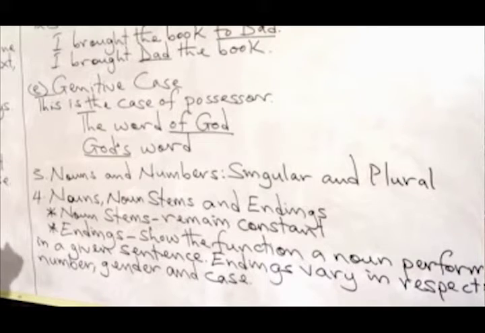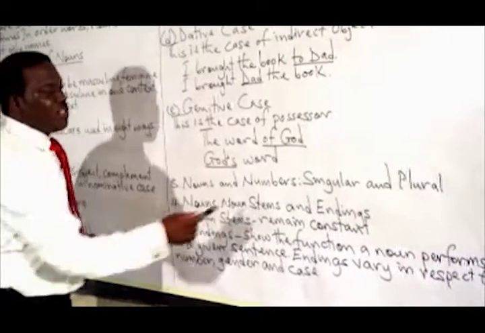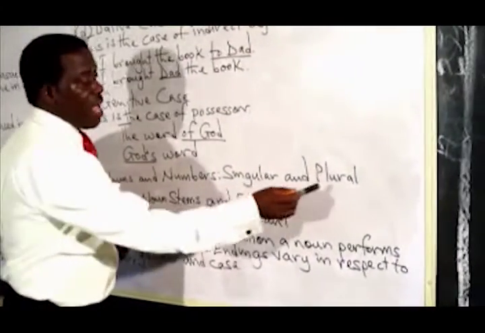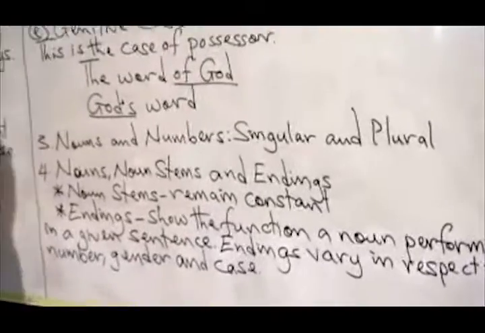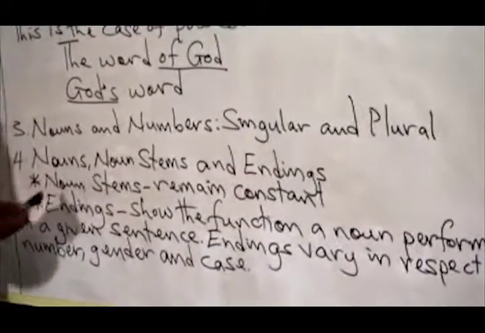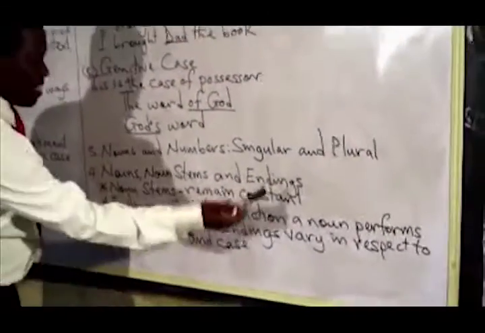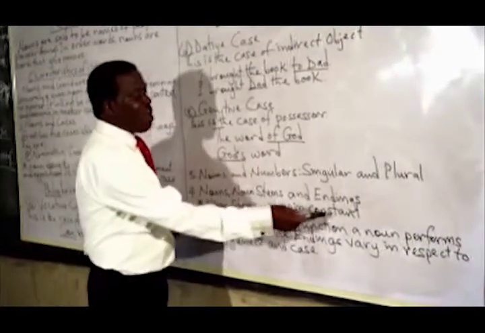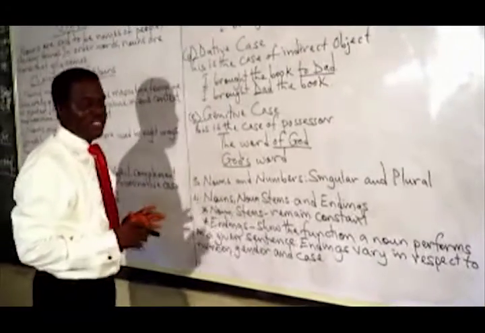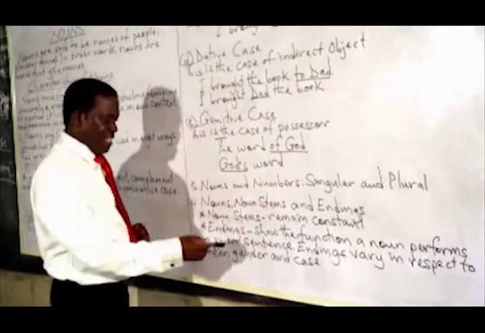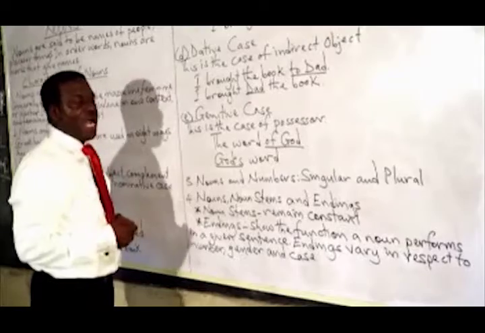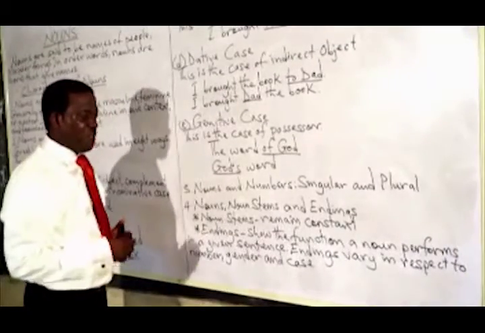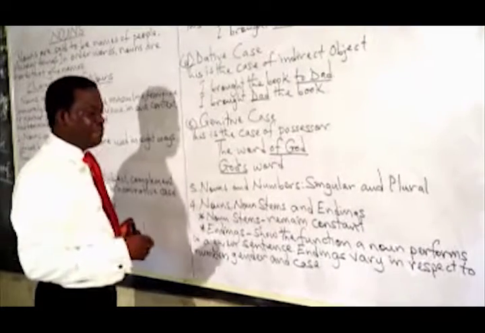Now we are seeing characteristics of nouns. Nouns have number. In Greek, as in English, we have singular and plural. For the number, we have nouns, noun stems, and endings. The noun stems remain constant. They do not change. Only the endings change. The endings show the function of a noun in a sentence. In other words, the endings show the function a noun performs in a given sentence.